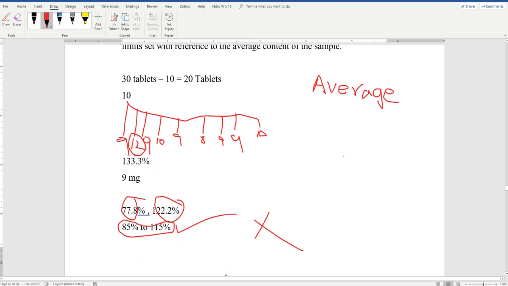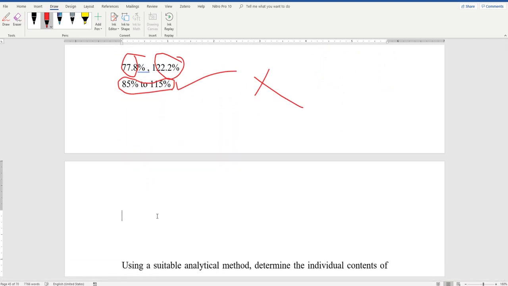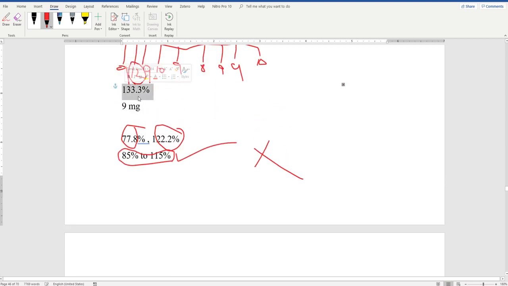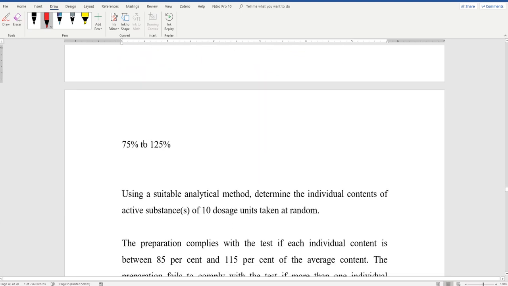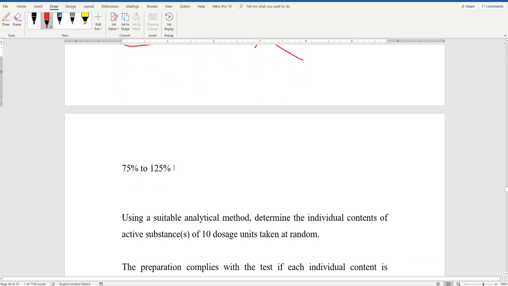Now I will write for you the second range. This second range is the following: 75% to 125%. Then how many are not in the first range? Let's say it's only one. Is it in the second range, 75 to 125? The answer is no, it's above. See, it's above 125. So it's not even in the second range. So, fail.